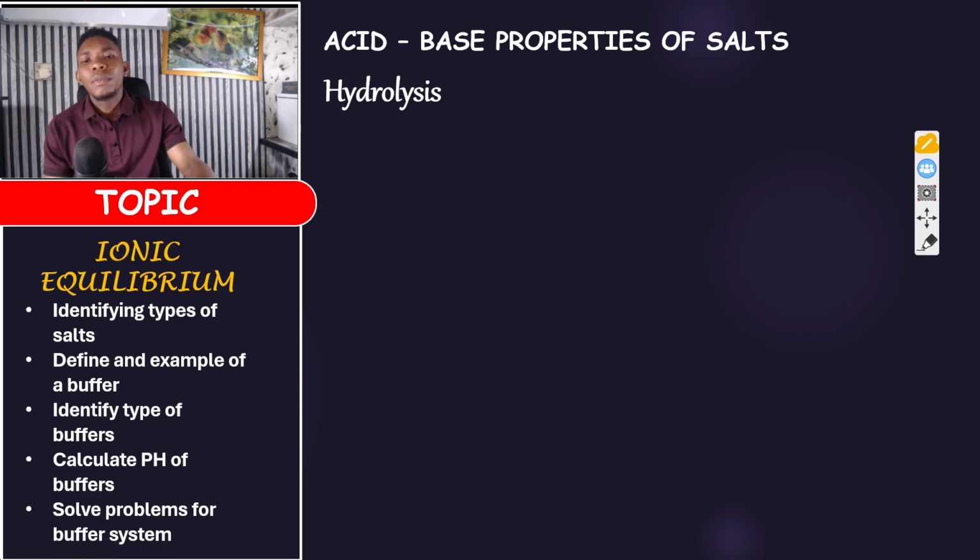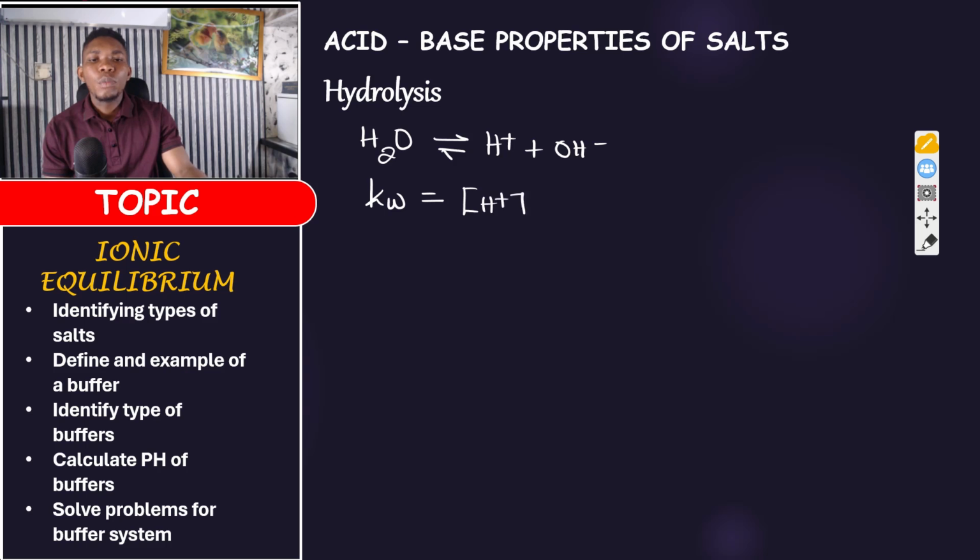You have the dissociation of water, right? Water is H2O. When water dissociates, it's going to form H plus plus what? OH negative. What is our Kw for water? We say Kw is the same thing as what? H plus and OH negative. I have explained this to you before, right?